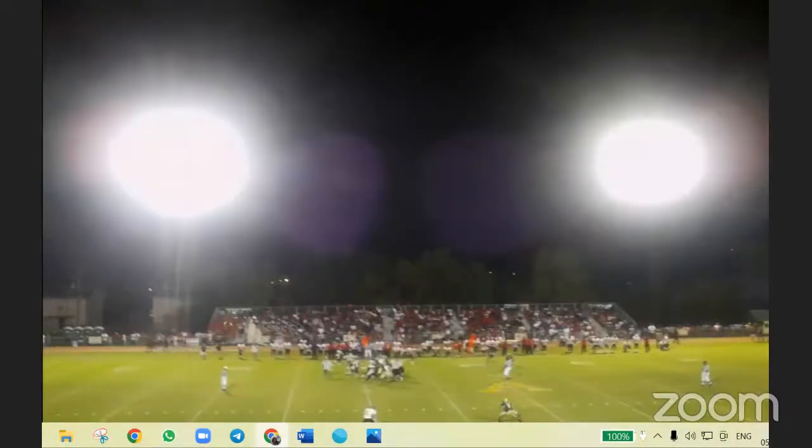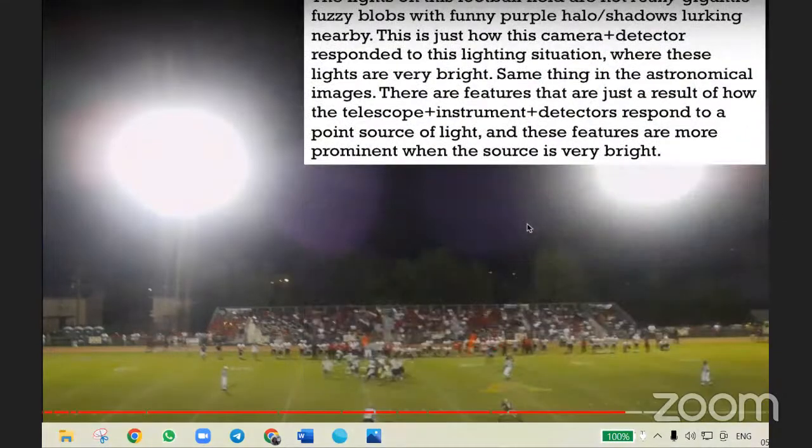So the issues of resolution and how the telescope responds to light, you already have some intuition about this, because if I showed you this picture, that on this night high school football game, those are not gigantic fuzzy blobs with lines coming off of them and big purple wings coming off of them. You know that from your experience. And so until I called your attention to them, you might not even have noticed them. Those things are artifacts. That is how the telescope, the camera and the detector in the camera responded to this lighting situation. And it is reacting to those very, very bright lights.